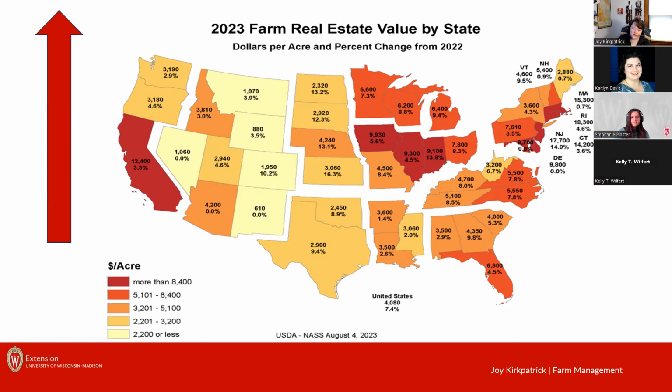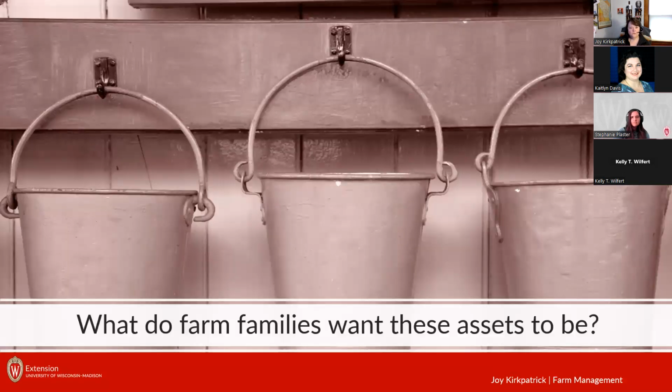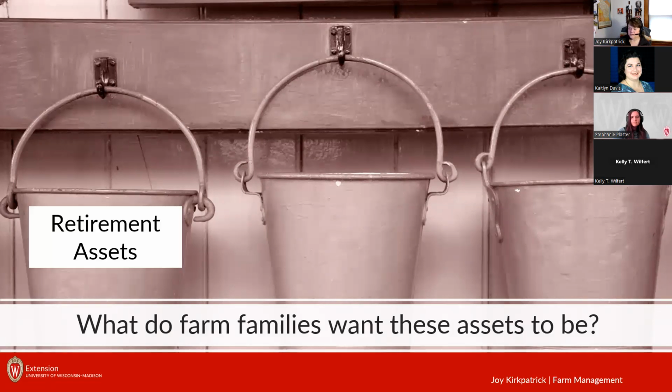farms about when I'm meeting with them comes down to basically this next question that we talk through. And that's, what do farm families want these assets to be? This is what I call the 3 buckets answer to the question, right? We've got 3 buckets. That first one that we have is retirement assets.